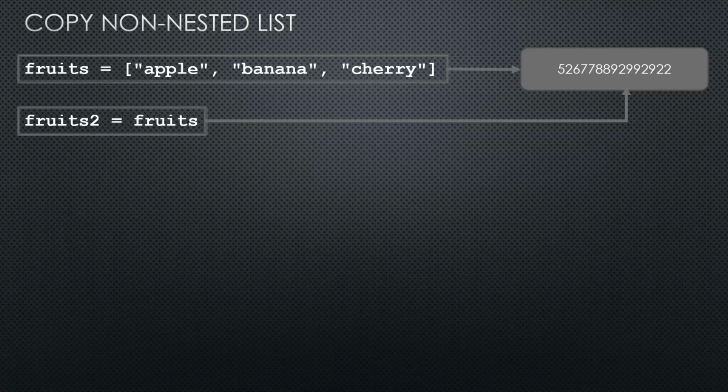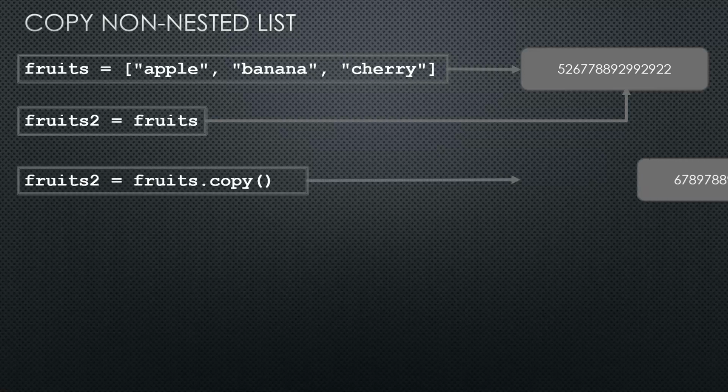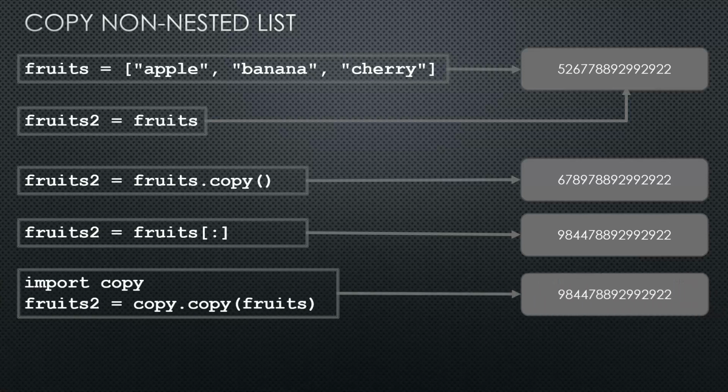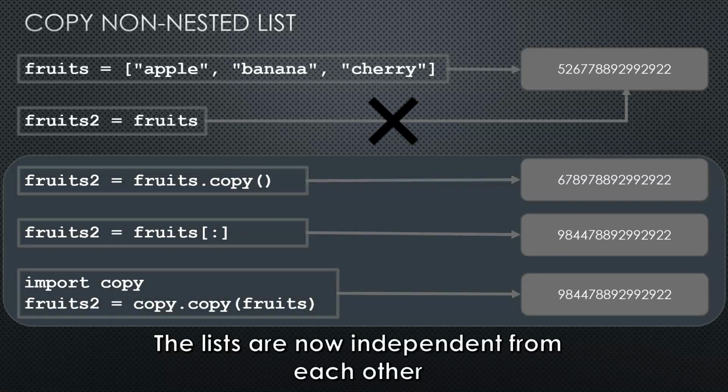Now, a way to prevent this for non-nested lists is to use the function copy, and this will create a new memory location. We can also use slicing, with the same effect, and we can also import the module copy and use the function copy. All of these three ways will ensure that the two lists are decoupled, so if you change one of them, it will not affect the other.